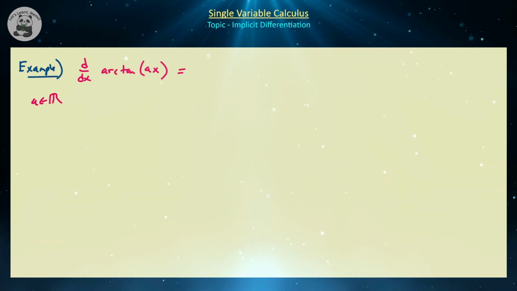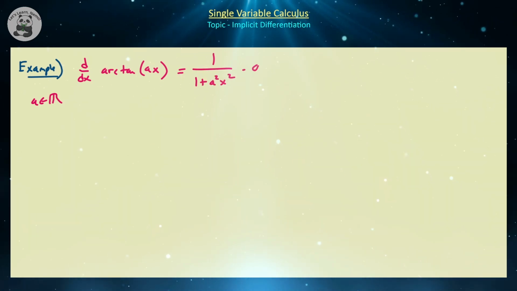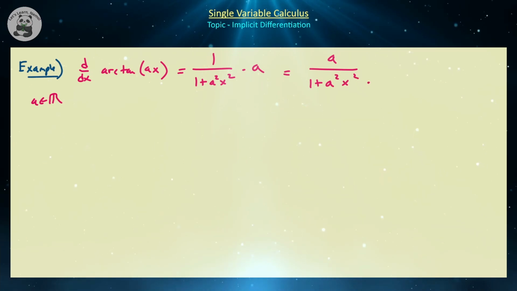So we know that the derivative of inverse tangent is 1 over 1 plus x squared. So by the chain rule, this is going to be equal to what? So it's going to be equal to 1 over 1 plus something squared times the derivative of that something, which is the derivative of ax, which is a. So we can actually write this as a divided by 1 plus a squared x squared. And we're going to be using this identity for the next few examples.